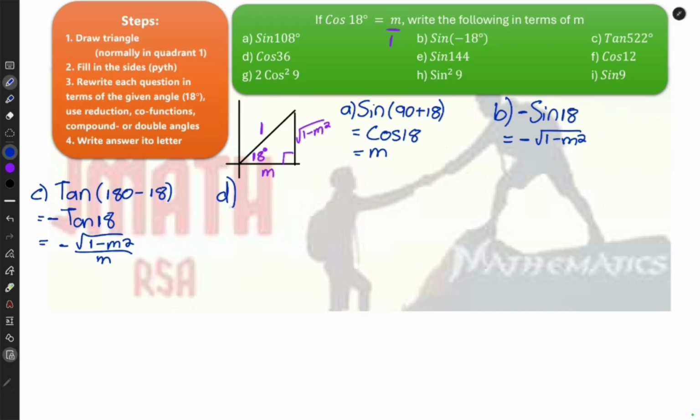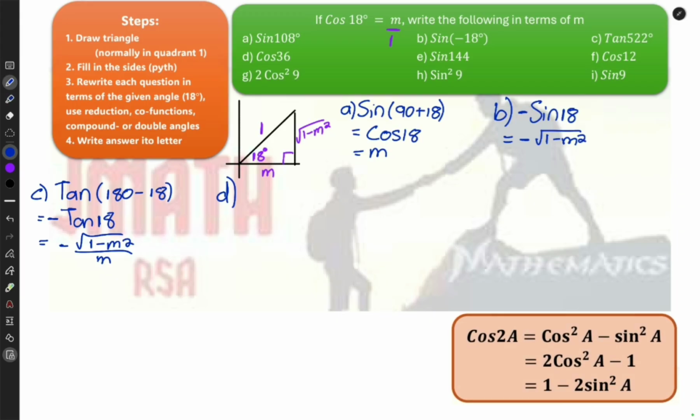Question D. So now we're getting into the grade 12 math. How does 36 relate to 18? Very easy, it is double. So I can rewrite that as cos 2 times 18, and then I can choose any one of the three formulas to work with. The easiest one would be the one where I avoid the square root. The square root is in my opposite side, and tan and sine have an opposite in their ratios. So I'm going to use the cos option because then I just have to use the m value. So this is 2 cos squared 18 minus 1, and I know cos 18 was just m. So the answer is 2m squared minus 1.